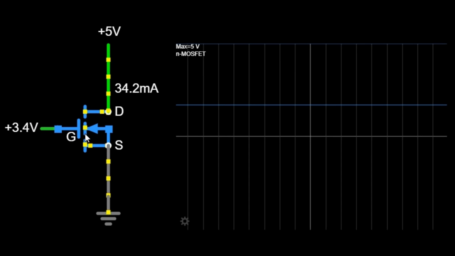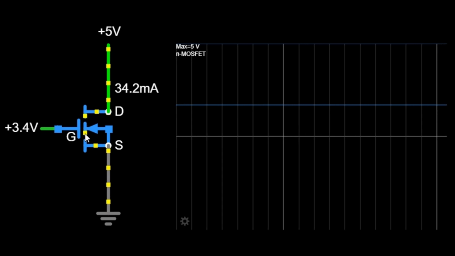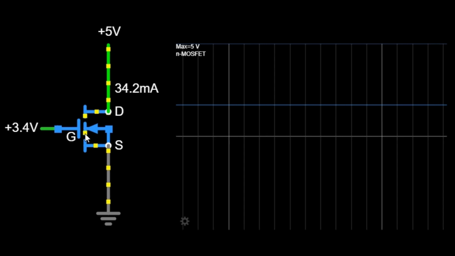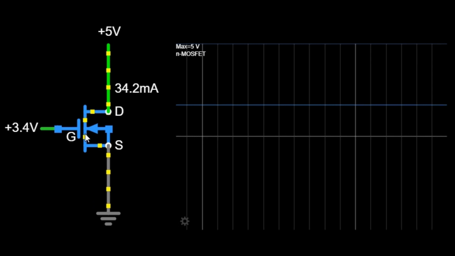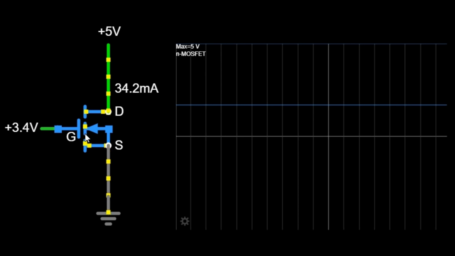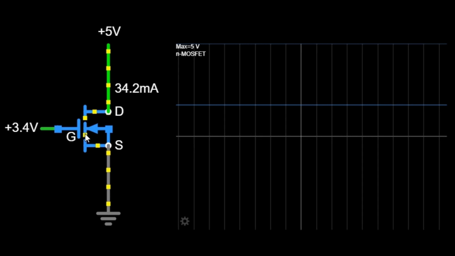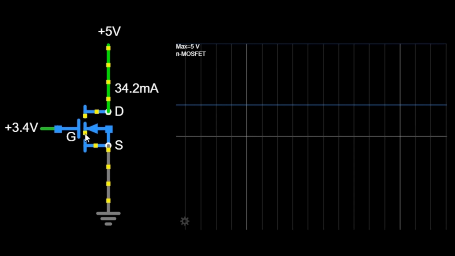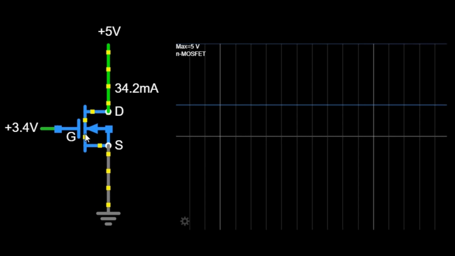Conclusion. To summarize, an n-MOSFET operates based on the voltage applied to the gate terminal. When this voltage exceeds the threshold voltage, a conductive channel forms, allowing current to flow from the drain to the source. Understanding this basic principle is fundamental in electronics, and it can be applied in various practical circuits.